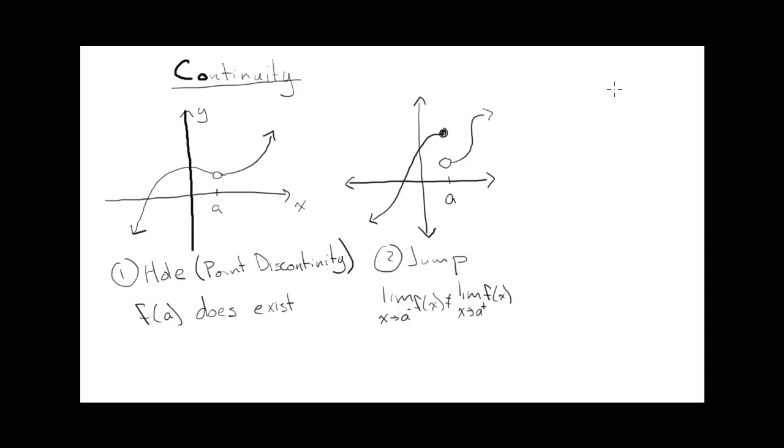Then there's a third case, where f at A doesn't exist again, but it's an asymptote. So f at A cannot exist as a point or as an asymptote. We call this one an infinite discontinuity.